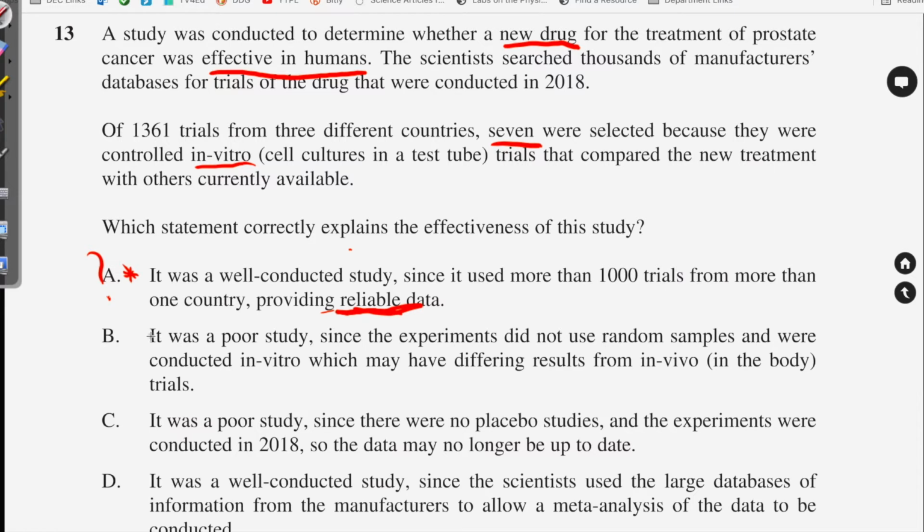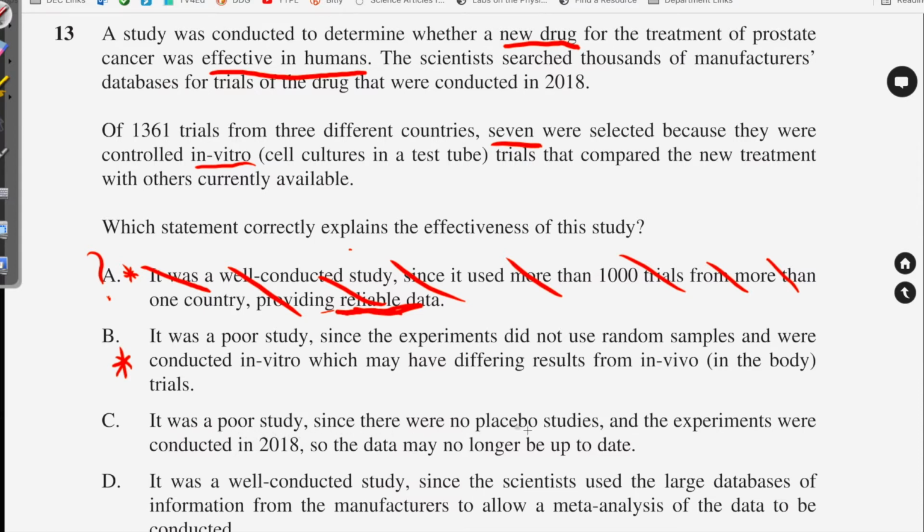It's a poor study since experiments did not use random samples and were conducted in vitro, which may have differing results from in vivo, in the body, trials. Now, when you read that, that actually sounds better. Because it's talking about comparing it, you're talking about a drug for humans, and that kind of makes us doubt this one here. So we're going to get rid of A. That sounds like a lot better answer, because the data we're given up above talks about cell cultures, but doesn't actually talk much about what is happening in actual human studies.